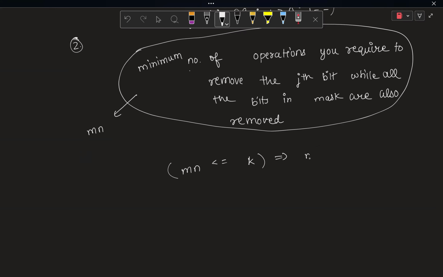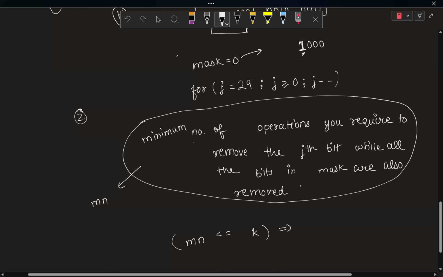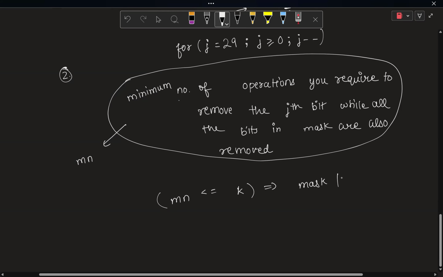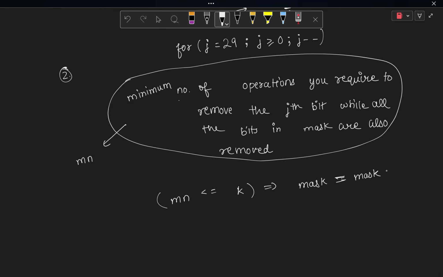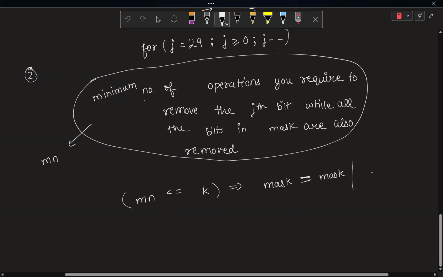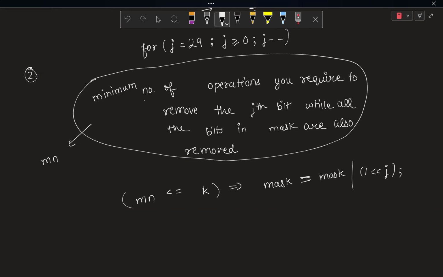in that case, in the mask which we had created, just add on mask or one left shift j, basically the jth bit. You are setting the jth bit in the mask now because you now know that you can remove all these bits. There is some way to remove all these bits within k operations.